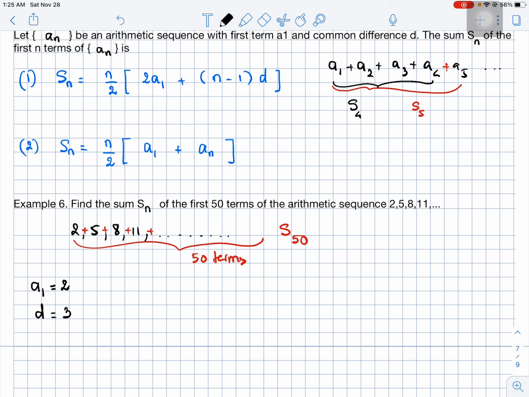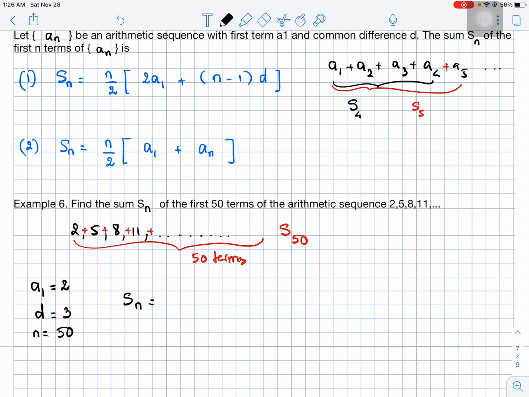Now you have A1 is 2 and the difference is 3, and we also want to add 50 terms, so that means n is 50. Then we look at the first formula. You know A1, you know d, and you know n. So it's very simple, we can use the first formula.